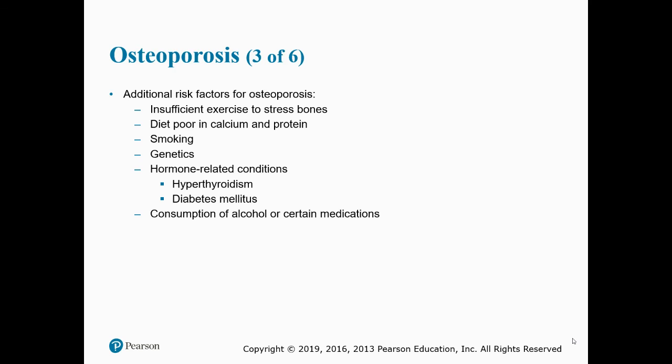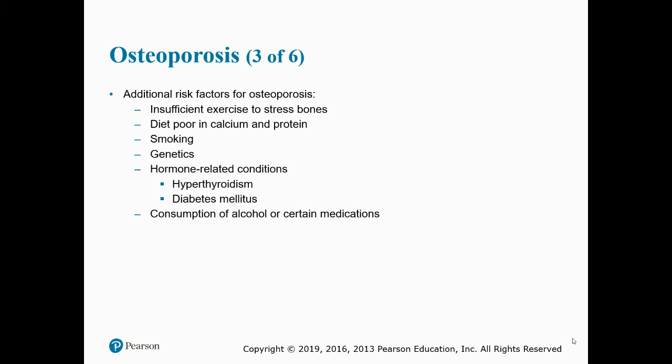Having enough calcium in your diet, having enough protein in your diet, not smoking. Now, genetics you can't really affect, at least not now, right? Maybe in the future we may be able to affect it a little bit more, but right now you can't. So some other conditions like hypothyroidism or diabetes and consumption of large amounts of alcohol or certain medications can increase the chance of you developing osteoporosis.